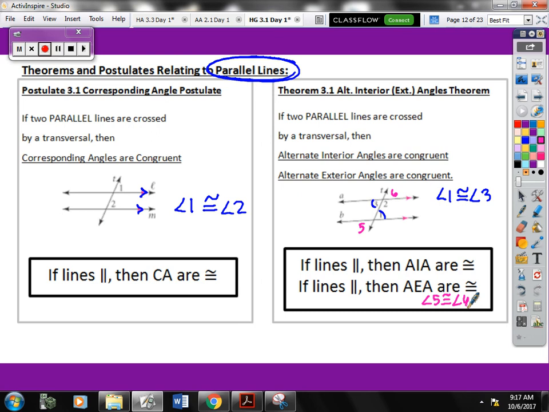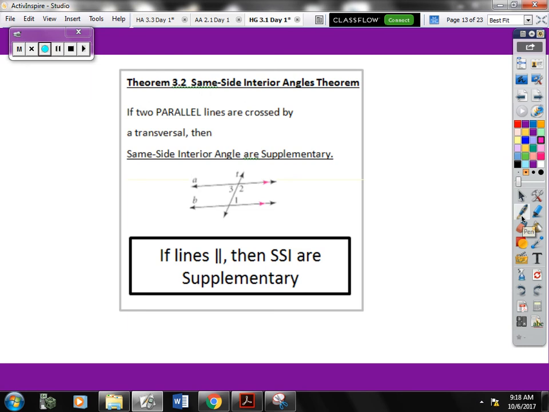And the last one is our same side interior angles. If two parallel lines are crossed by a transversal, then same side interior angles are supplementary. One way to remember that: S, S, and S. Same side supplementary. Okay? So any of the same side angles are going to end up being supplementary. So we would say that angle 1 and angle 2 are supplementary, which would be using the same side interior angles theorem.